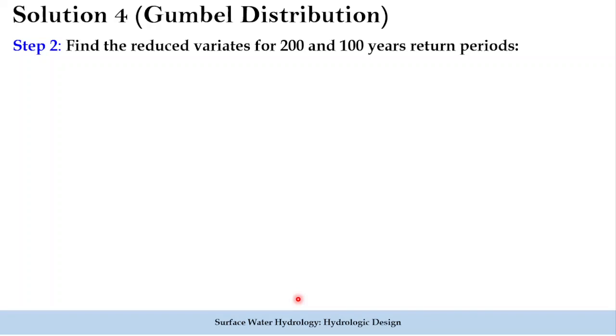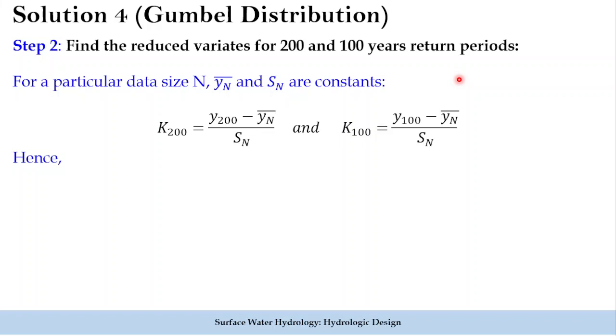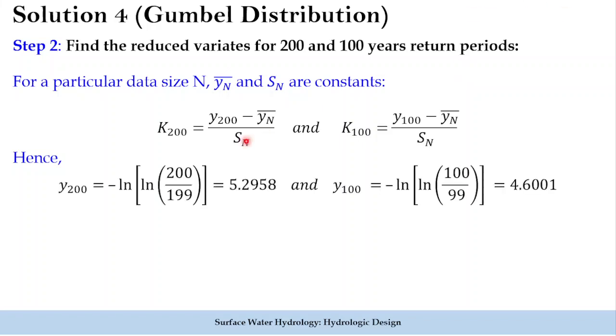Keeping all this information in mind, let's move ahead to step 2, where we are now going to find out the reduced variates for the 200 and 100 year return periods. We know that n, yn bar and sn are constants in this equation, so now substituting them, we can find y200.